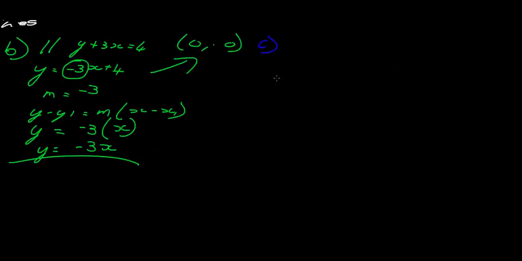Okay, let's do C. C says a line perpendicular to the line y equals minus 3x, and passes through the point 2, 3. We know that when lines are perpendicular, m1 m2 equals minus 1, right? And we know that m2 is minus 3, so m1 times minus 3 equals minus 1, so m1 is equal to negative 1 over minus 3, which is 1 over 3.